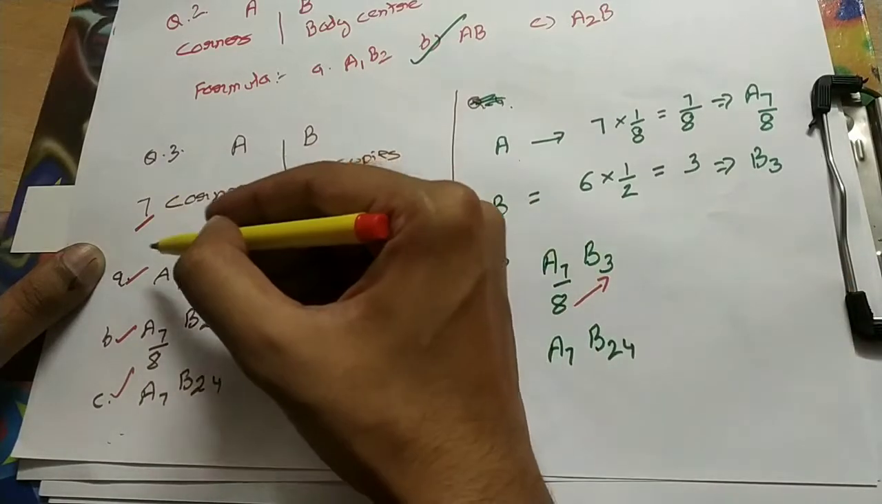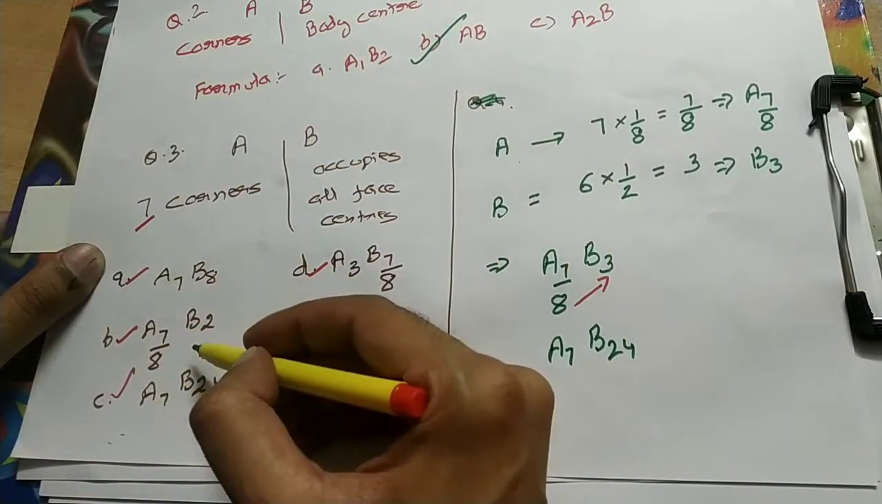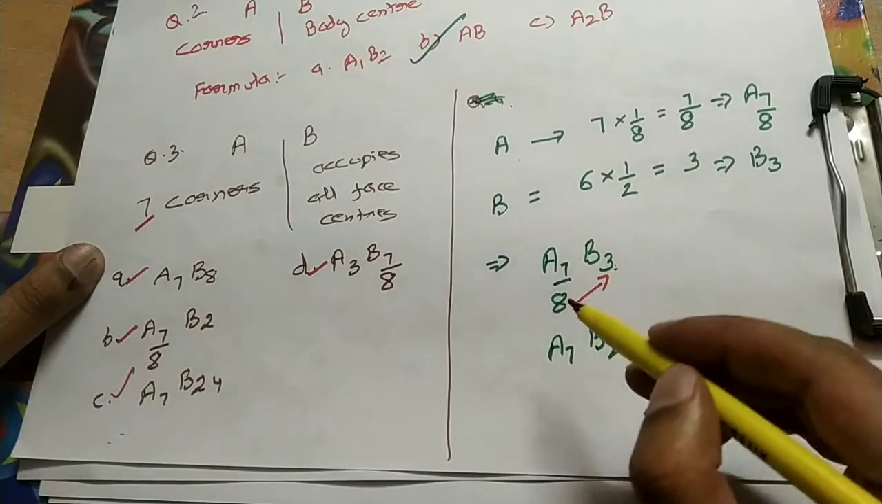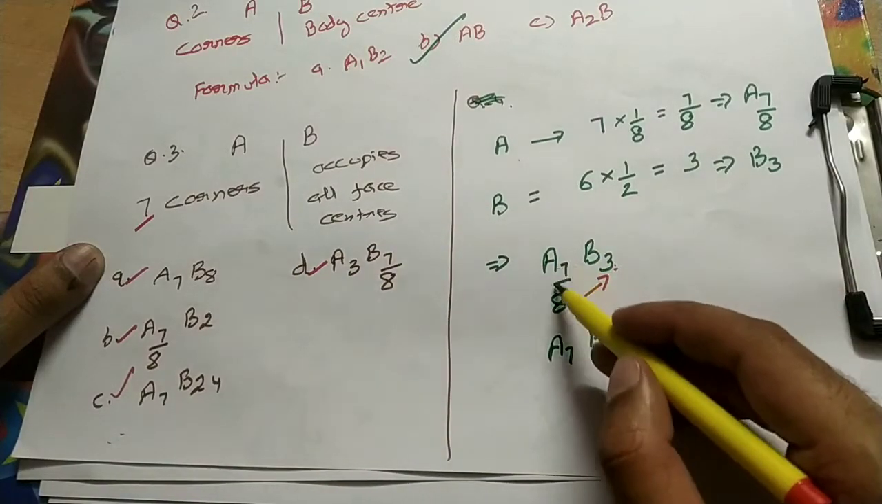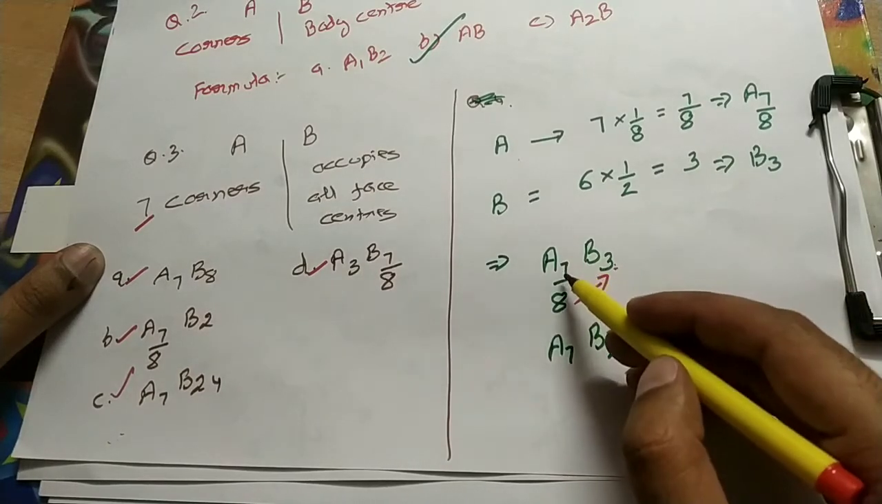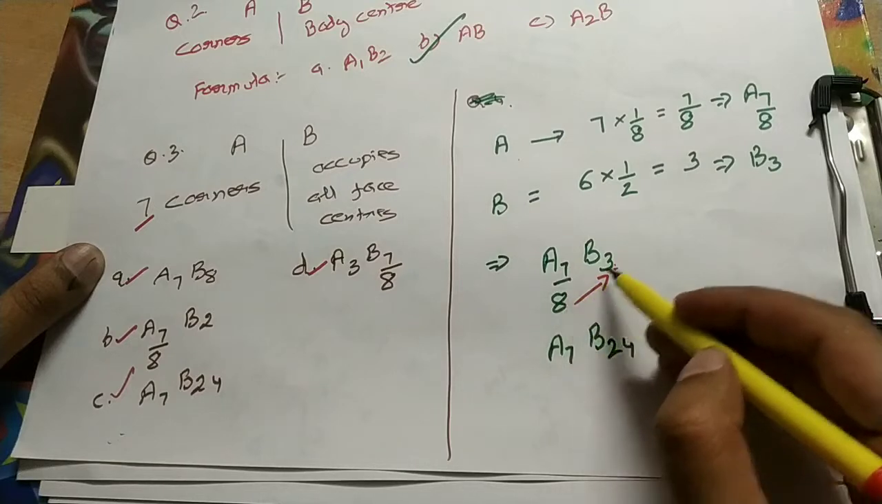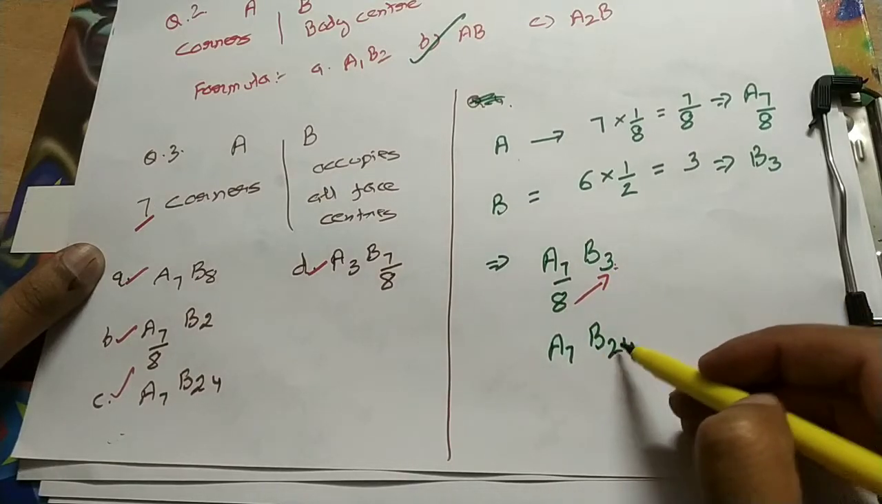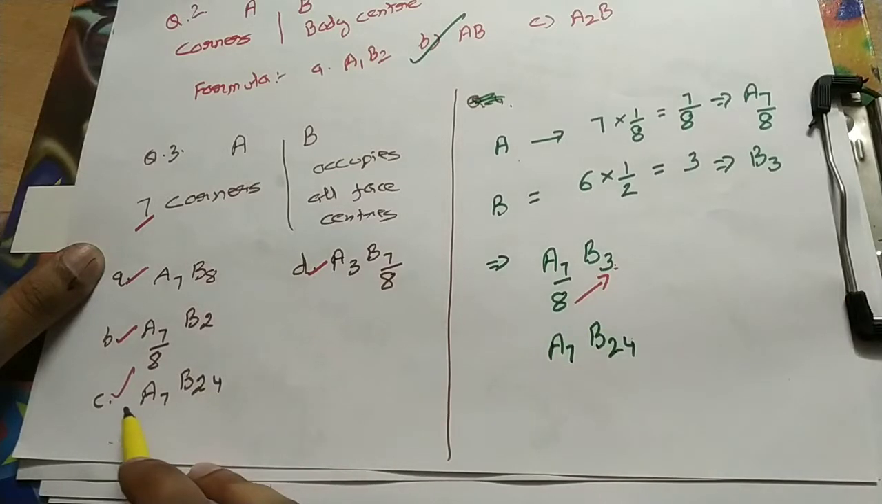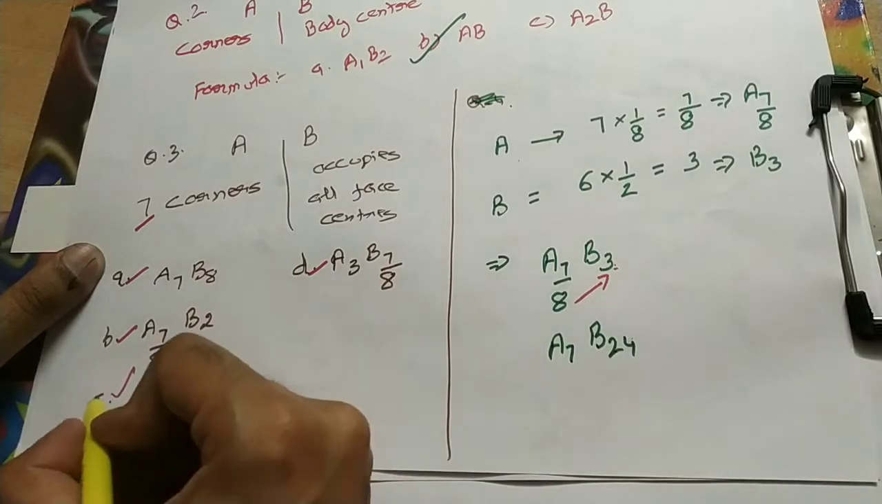Okay, check करो option. A7 by 8 B3 कोई नहीं है, so 8 क्रॉस मल्टीप्लाई कर दो. फ्रैक्शन में नहीं रखना, 8 से मल्टीप्लाई करो पूरे मॉलिक्यूल को. क्या बन जाएगा ये? A7, 3 into 8 24. A7 B24. This option is correct. C.